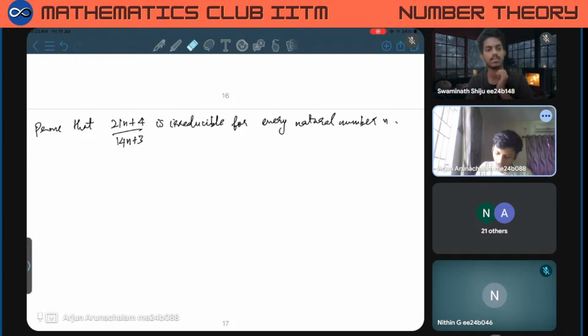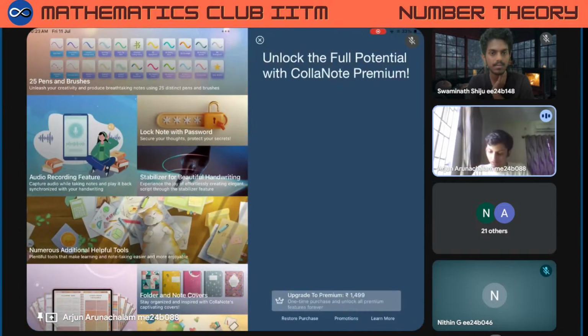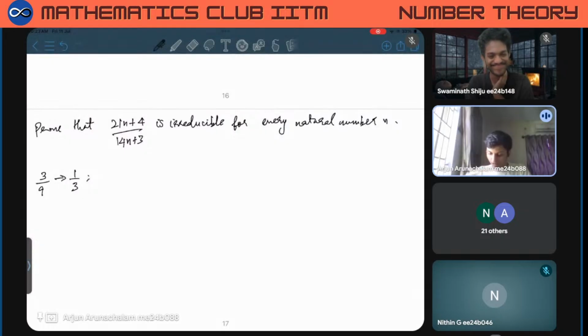No, that's not a good example. Let's say you have 3 by 9. You can write it as 1 by 3. So this is not irreducible because you can simplify the expression into a simpler fraction. So this is not irreducible. Something that's irreducible will be, let's say for example, 7 by 9. I don't know why I keep using 7 and 9, but yeah, 7 by 9 is an irreducible fraction.